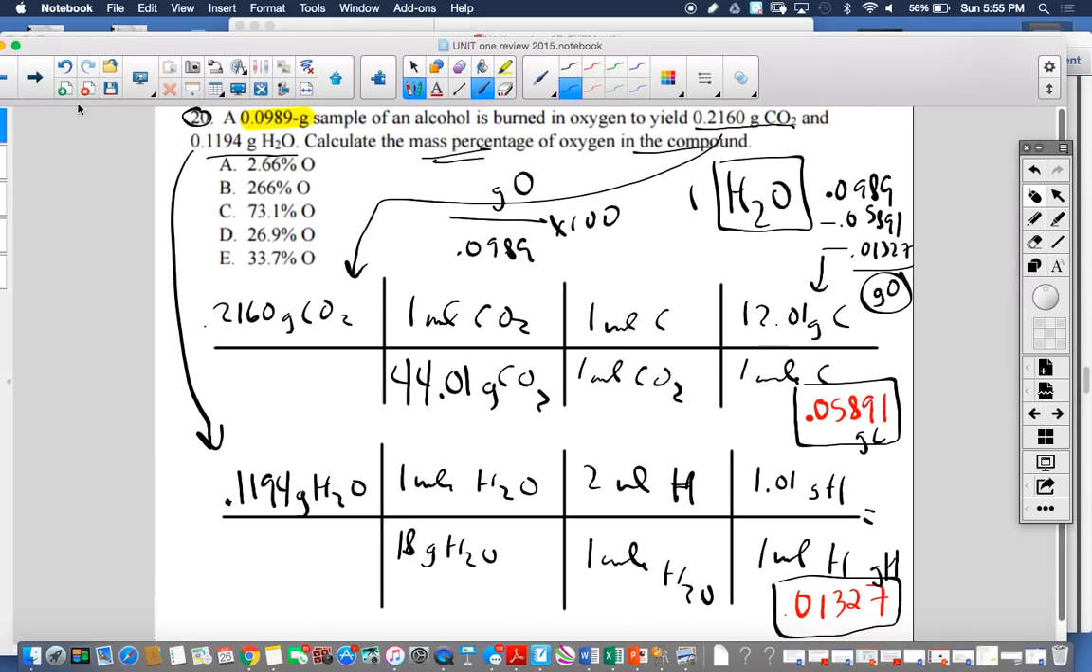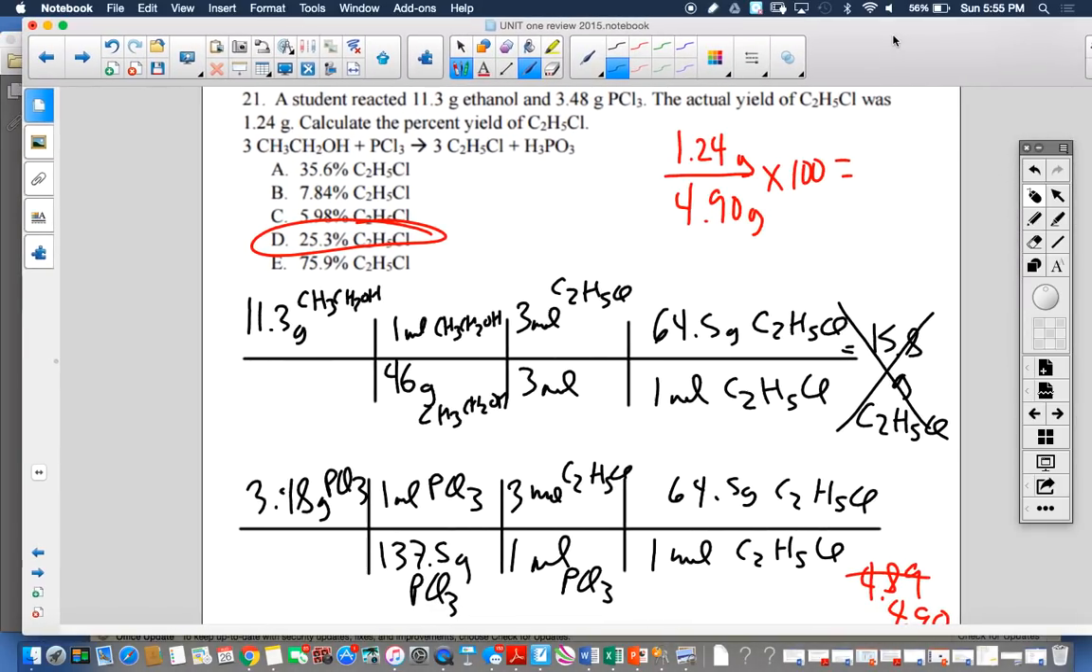Next question is a limiting reactant problem. Actually, no, it's a percent yield. If you look, they're giving me 11.3 grams of ethanol. Ethanol is going to be right there. That tells me that if it's on the left-hand side, it has to go on a grid. They give me 3.48 grams of PCl3. That's on the left side of the equation as well. Those are going to be in the grids.